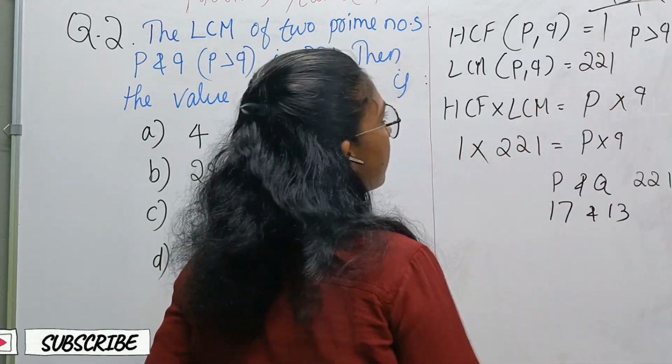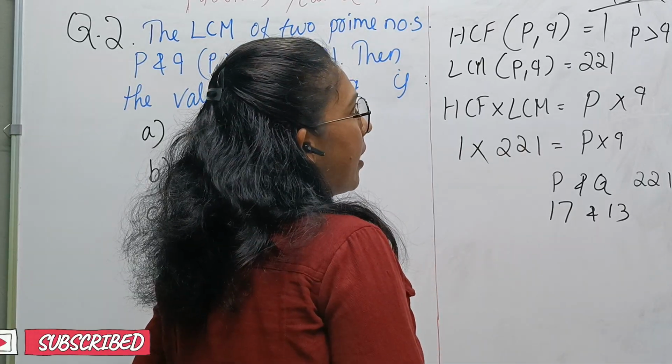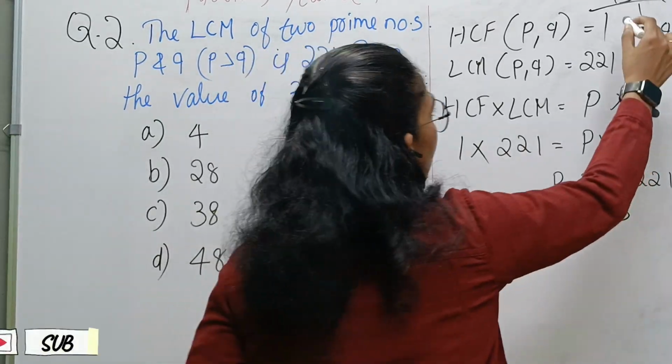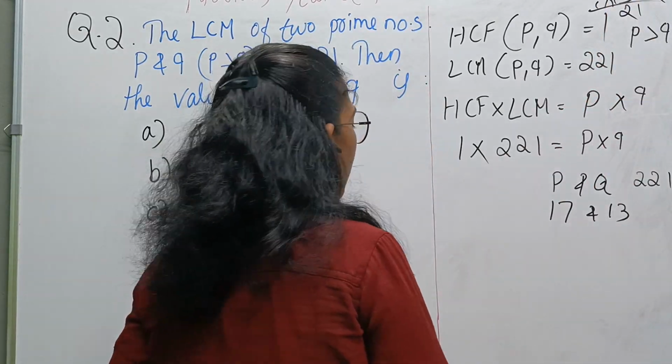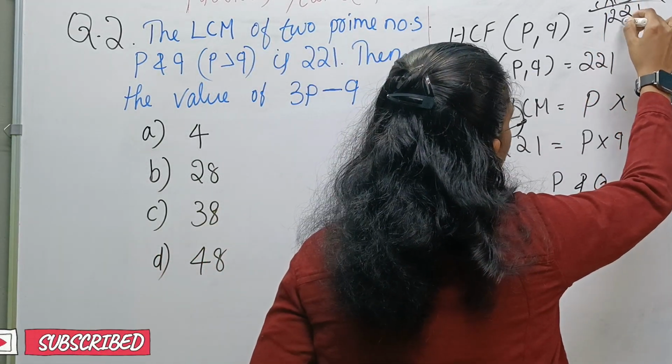2 is the 1, 3 is 3. 1, 7 is 7. 7 plus 3, 10. 10 plus 2, 12. 1 is the 1 into 1. 1 plus 1 is 2, 221.